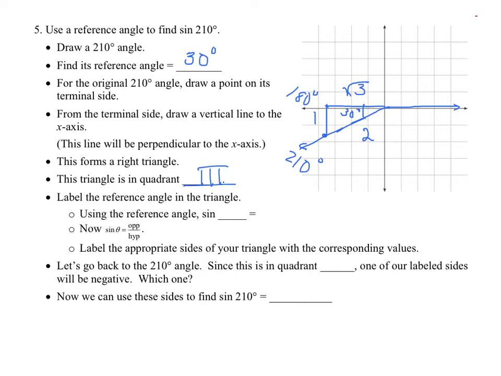So we're going to use the reference angle. The sine of 30 degrees is opposite over hypotenuse, so that's 1/2. Okay? So now let's go back to the 210. Okay? Since it's in quadrant 3, we're going to label our sides. Which one, either the 1 or the 2, will be negative? It's going to be the 1 because I'm going down 1. Actually, the square root of 3, which we don't need for this problem, is also negative, but the hypotenuse of these triangles is never negative. So the sine of 210 will be negative 1 over 2. Okay, cool? Cool beans.